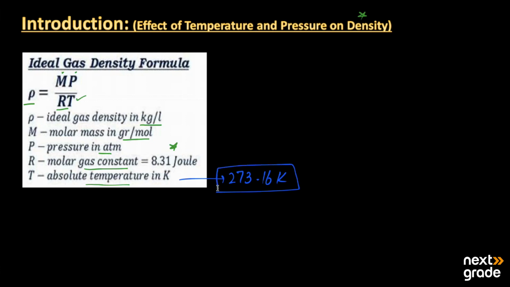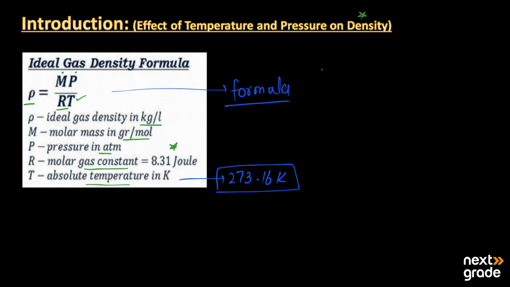which is known as the absolute zero temperature. So using the values of the molar mass, pressure, R and T, we will calculate the density of the gases. We will use this formula for this purpose. Let's have a look at the change of the density.